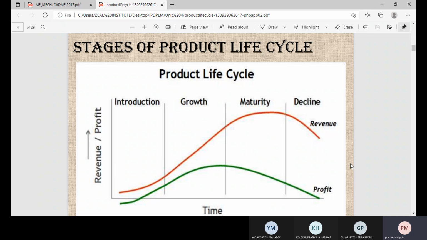Now, before starting the explanation of this red and green line, we must know the stages. What are the stages? The first one is the introduction stage. It means after studying the market, I will have to launch the product, and for launching that product, I will have to introduce new features in the market. First of all, that we call the introduction phase.